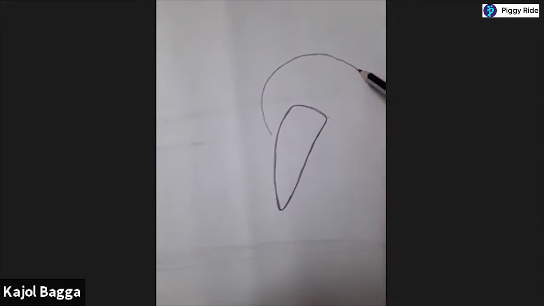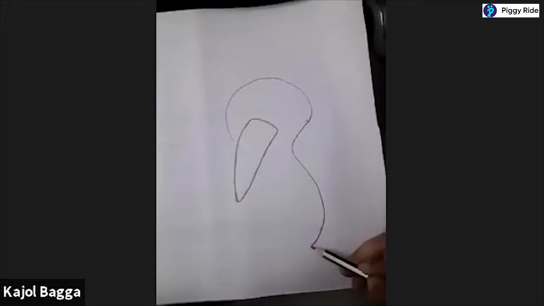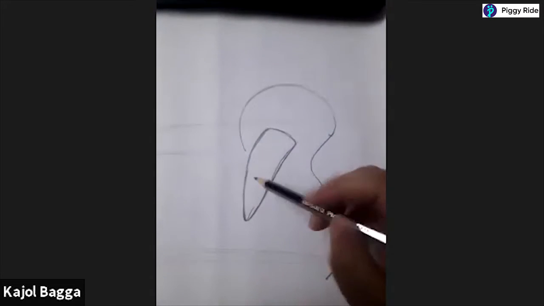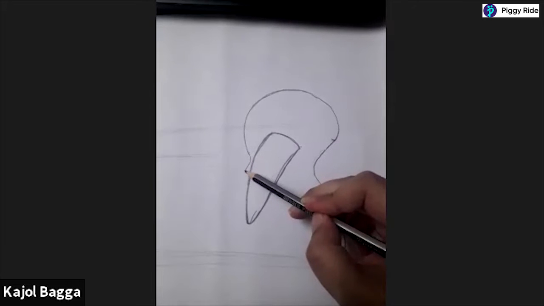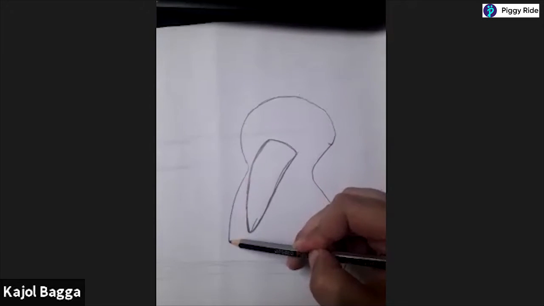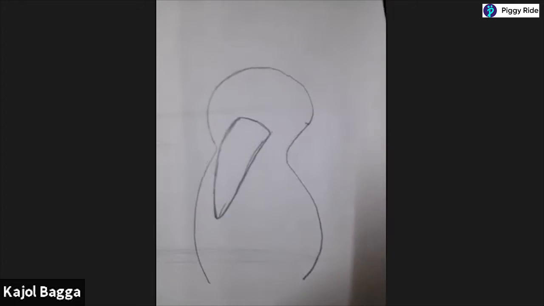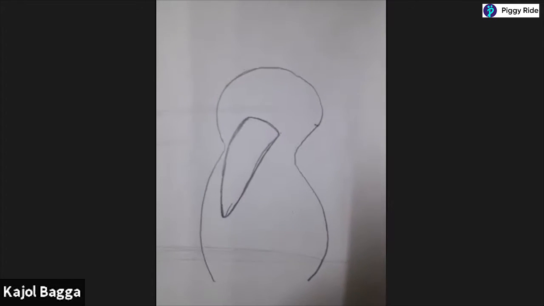Keep your pencil here. It's the same way on this side also. So the curve will come like this and down. Okay, now we'll be making the eyes of the bird. The eyes of this bird are mostly a circle, okay? So it's like a bead.